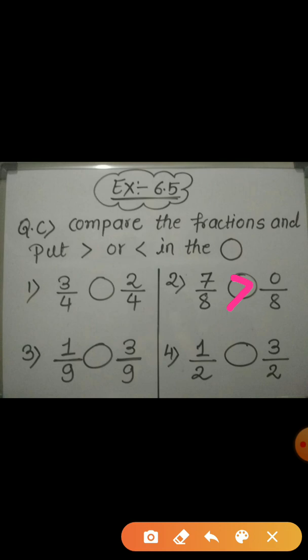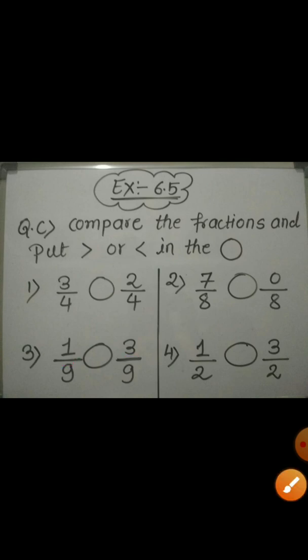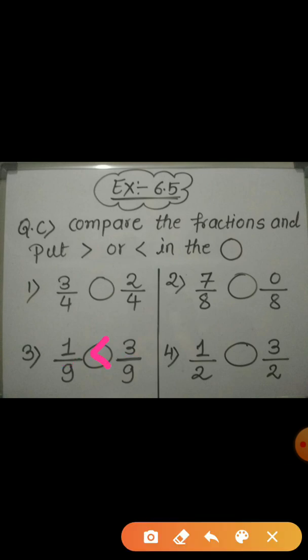Now the third one. Let us compare 1 by 9 and 3 by 9. Again 1 by 9 and 3 by 9 are like fractions as they have the same denominator. So we compare the numerators only. Numerator is 1 on the left hand side and it is 3 on the right hand side. As we know that 1 is smaller than 3, hence the fraction 1 by 9 is smaller than 3 by 9.